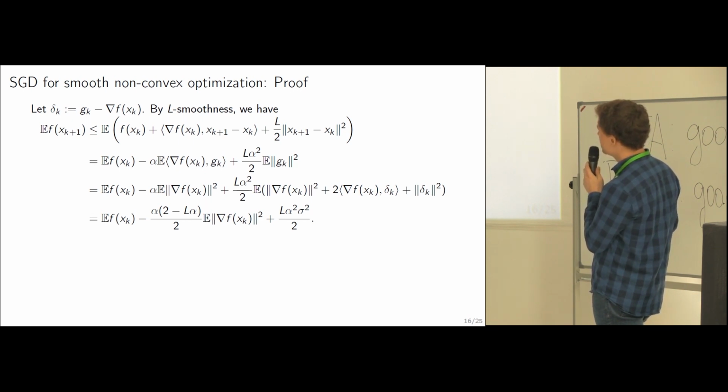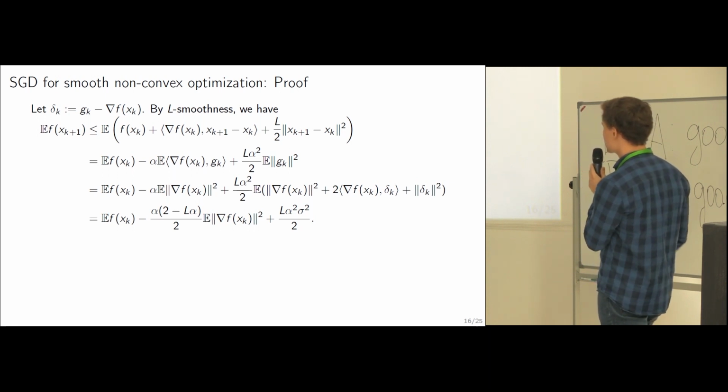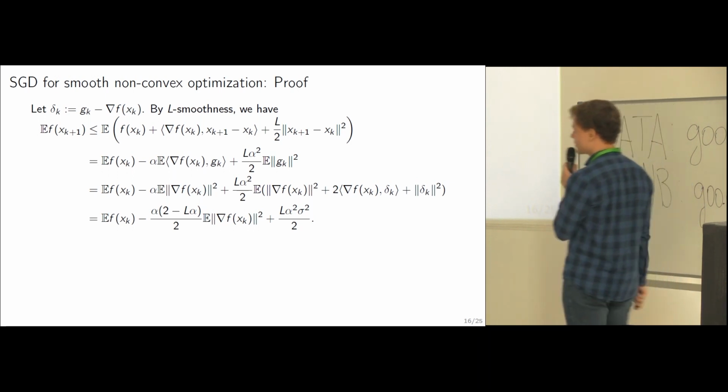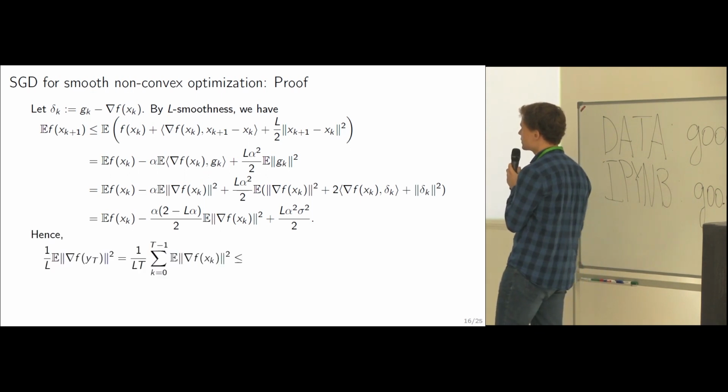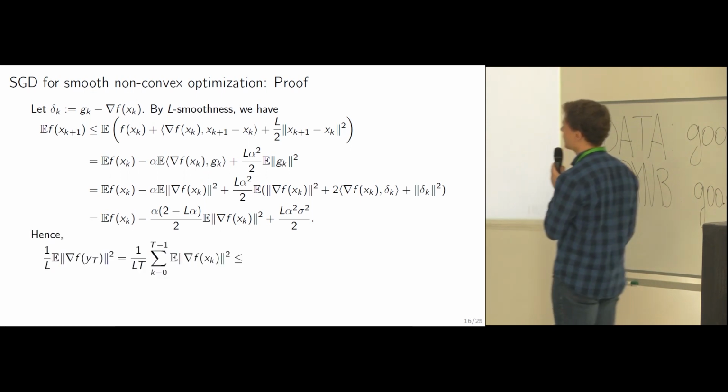And this is where this variance comes into play, because we have the expected norm of delta_k here, and we know that the expected norm of delta_k is exactly our constant sigma, our variance. So this approach is very similar to what we did before, but just slightly different.